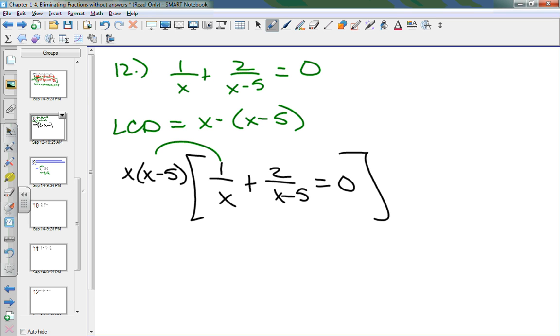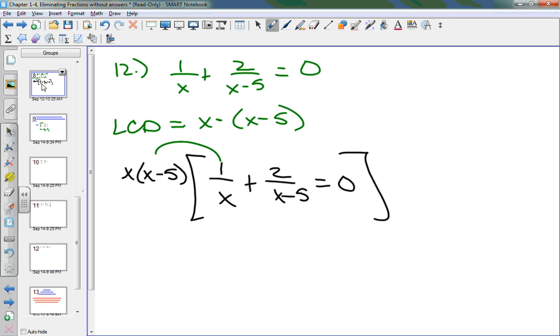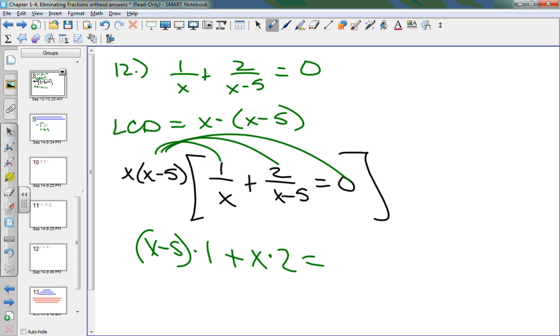Now, when you distribute this, what happens to the x's? This x and this x cancel out, and I'm left with x minus 5 times the junk of 1. Plus, go to the next one. What cancels out now? The x minus 5, the x minus 5. So I'm left with an x times the junk. Go to the next one. 0 times anything? 0. Did I eliminate my parentheses, or did I eliminate my fractions? Yeah. I did. Do we all understand that, yes or no?